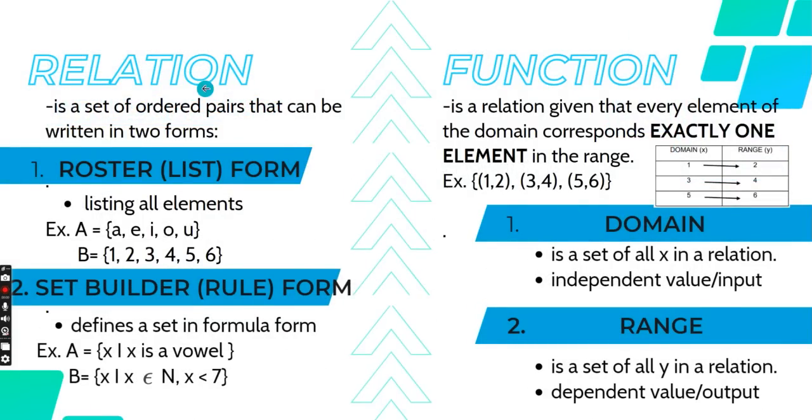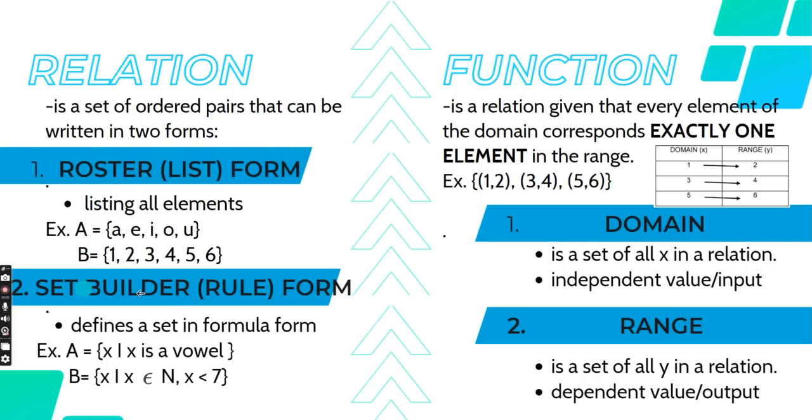Next, relation. Relation is a set of ordered pairs that can be written in two forms. When we say set, it's a collection of numbers, of alphabets, or other items. And when we say ordered pairs, it is the x and y, such that x should come first and y should always come second.